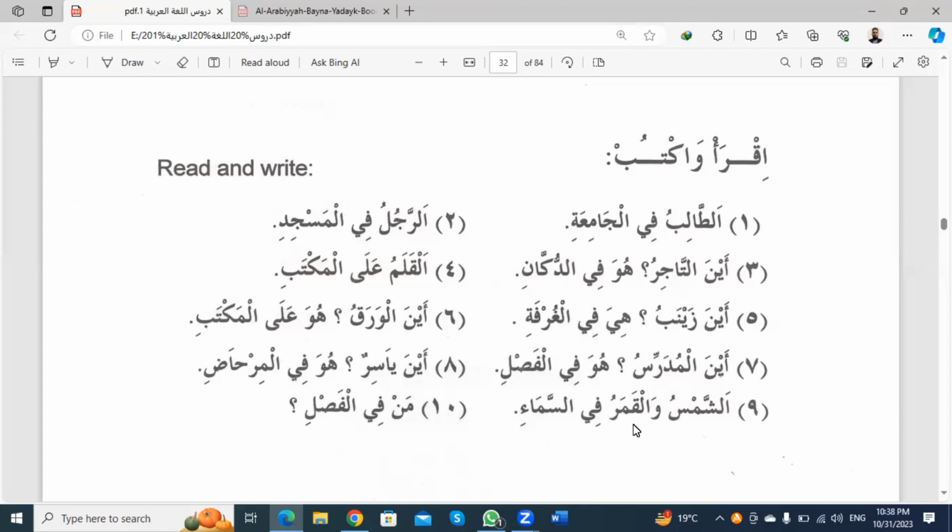So Ashamsu wal qamaru fi sama'i. What does it mean? The sun and the moon are in the sky. Yes, fi sama'i. Very good. As-sama'u means sky and fis sama'i means in the sky. Man fil fasli. It's a question. Who is in the class? Very good.